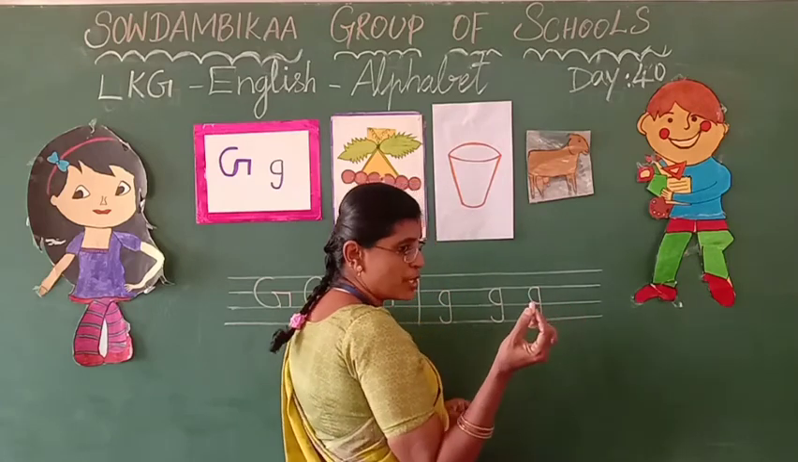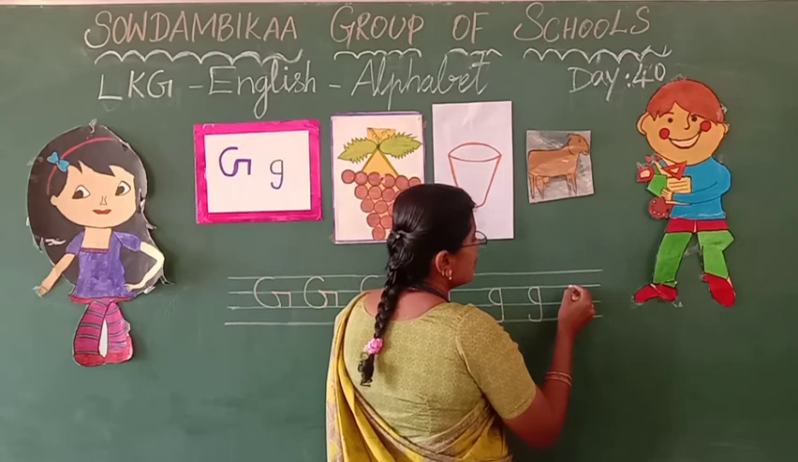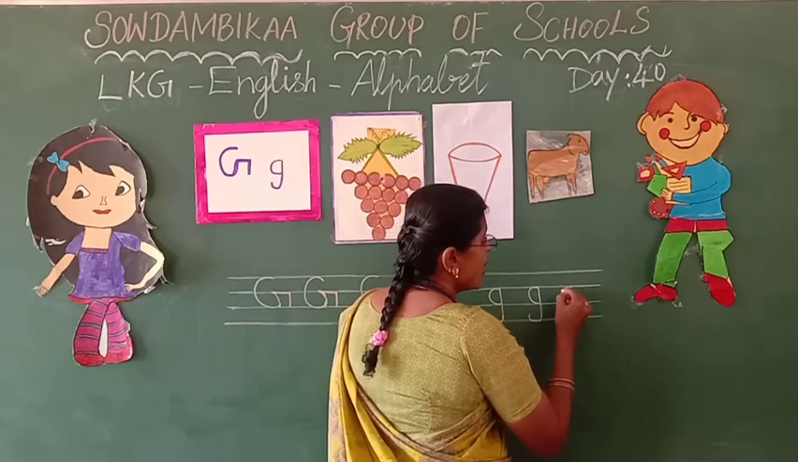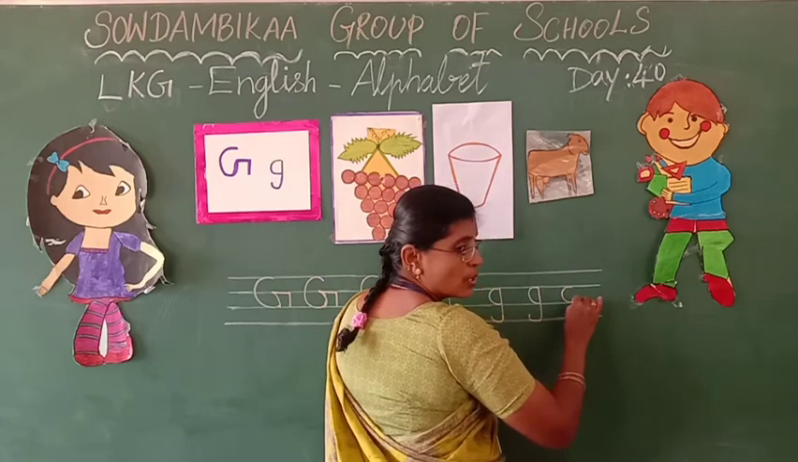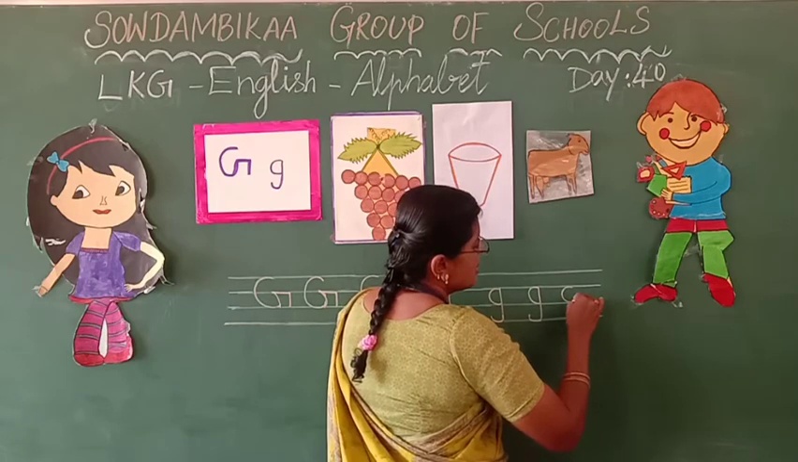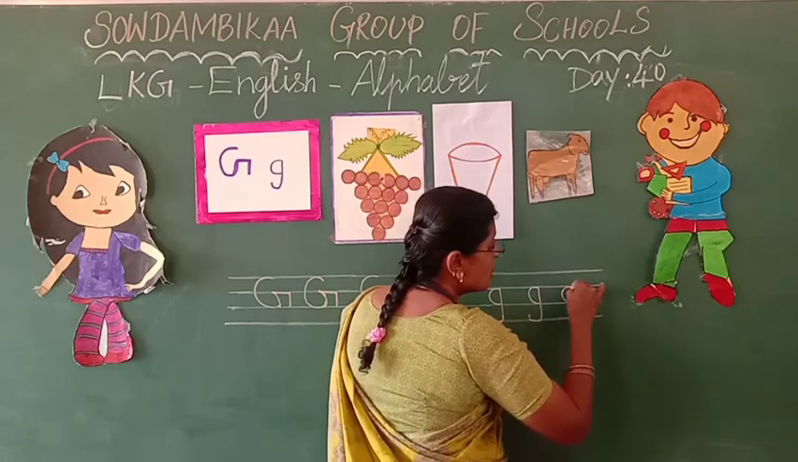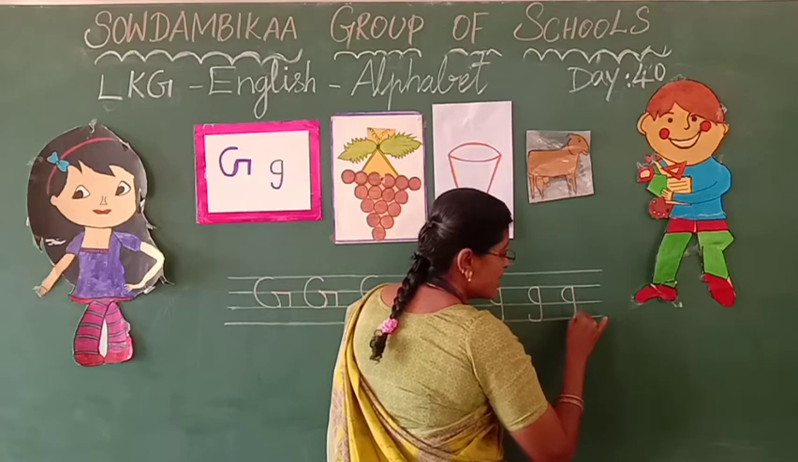Dear cuties, repeat one more time. Second blue line to third blue line, open curve. Finish that. Next, second blue line to fourth red line, standing line.